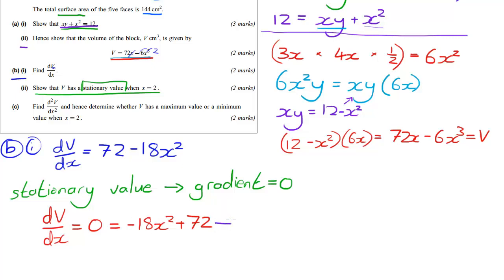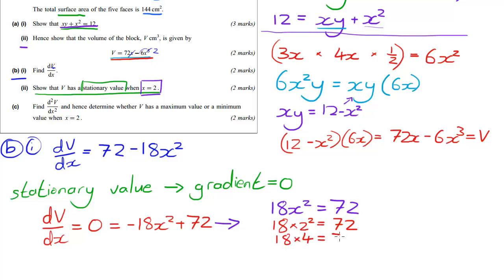Well, how do we do that? Let's go over here to do that. So we can say that 18x squared is going to be equal to 72. All I've done there is add 18x squared to both sides, so that we've got 18x squared is equal to 72. And now, here we go, x is equal to 2. So let's put a 2 in there. So 18 times by 2 squared is going to be equal to 72. So 18 times 4, guess what? It is equal to 72.